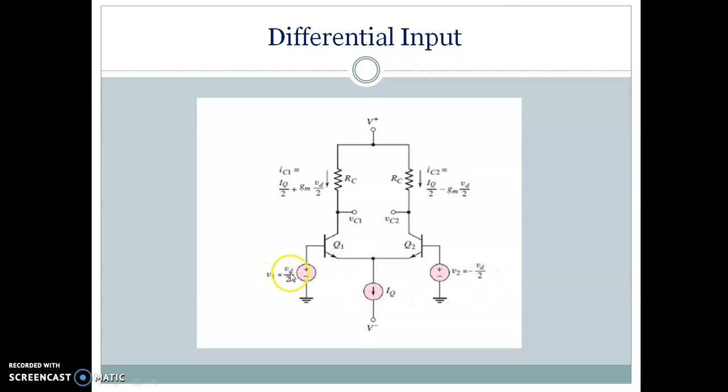So you can see here V1 is equal to VD by 2 and V2 is equal to minus VD by 2. So if this is a positive cycle, this is going to be a negative cycle. If this is a negative cycle, this is going to be a positive cycle. That is what we mean, by having a phase shift of 180 degrees. So now these two signals are driving your differential pair.